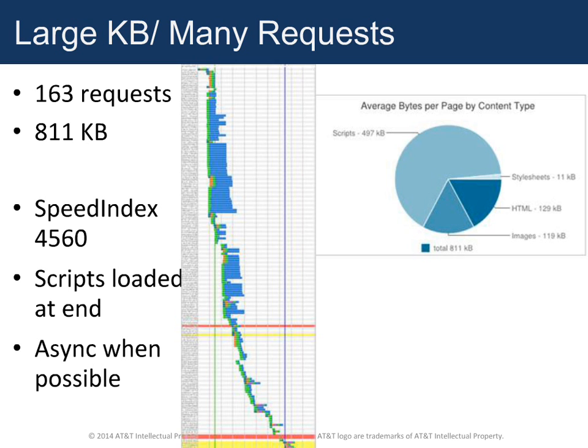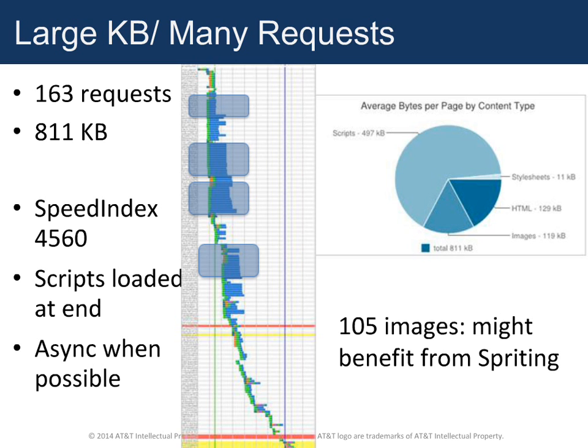This site has lots of images that don't change over time, little thumbnails here and there, and there are over 105 of them. You could imagine that spriting those into maybe 10 larger images and using CSS to slice and dice it to show it up on the screen might actually improve the performance, because you could potentially pull out nearly 100 requests from the loading of the page.